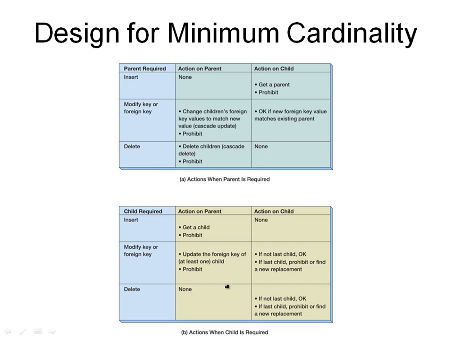This table will show you the required actions when you have the parent as mandatory, and the second table will tell you the actions required when the child is mandatory. So this is if the parent is mandatory, this is if the child is mandatory, and those are the actions required for the parent. Those are the actions required for the child when you create such a relation.